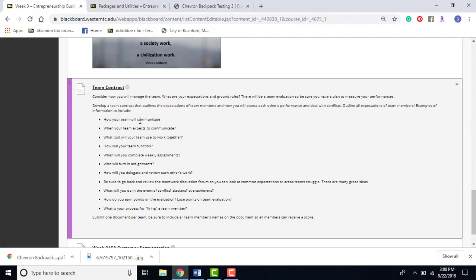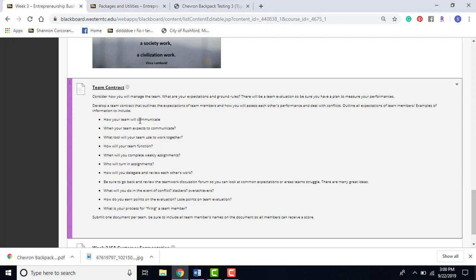Who is going to complete the weekly assignments? Who's going to turn those assignments in? You need to highlight those things. Who's going to delegate projects each week? Who's going to be responsible for that? Are you going to rotate through your team members? Do some of you have strengths and weaknesses that maybe you shouldn't be the one submitting it in Blackboard, or such and such should be the one filling out the chart, or those sort of things? How are you guys going to manage that? You need to discuss that.